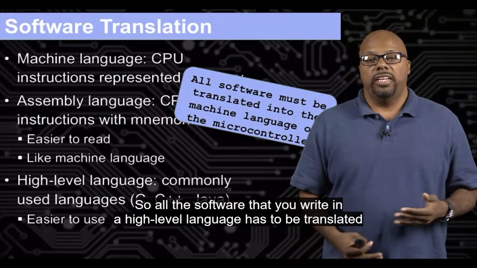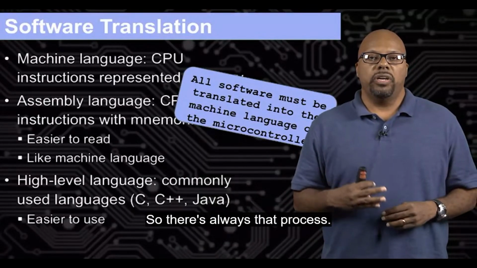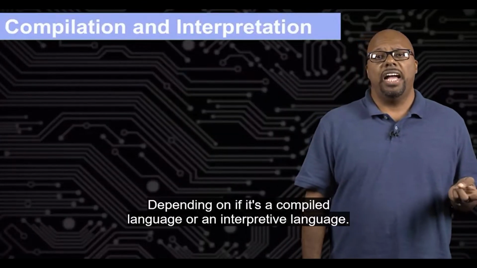So all the software that you write in a high-level language has to be translated into the machine language of the microcontroller before you can actually execute it. So there's always that process. You write the code, then you do the translation, and then it gets executed. Now, there are two ways this can go, depending on whether it's a compiled language or an interpreted language.